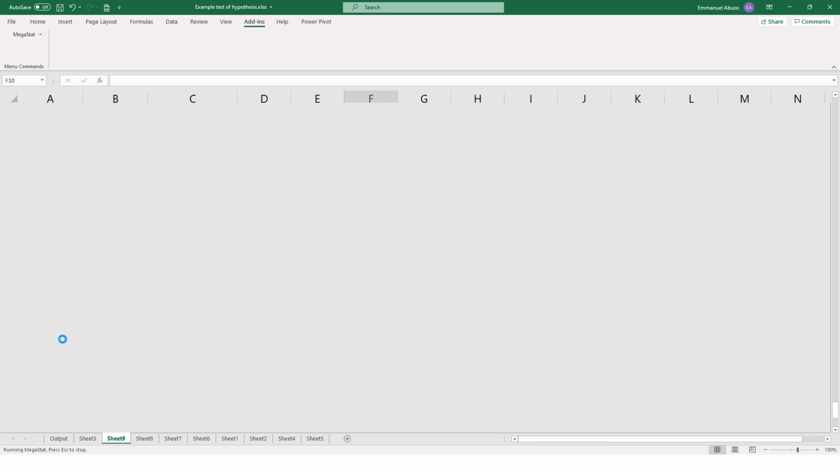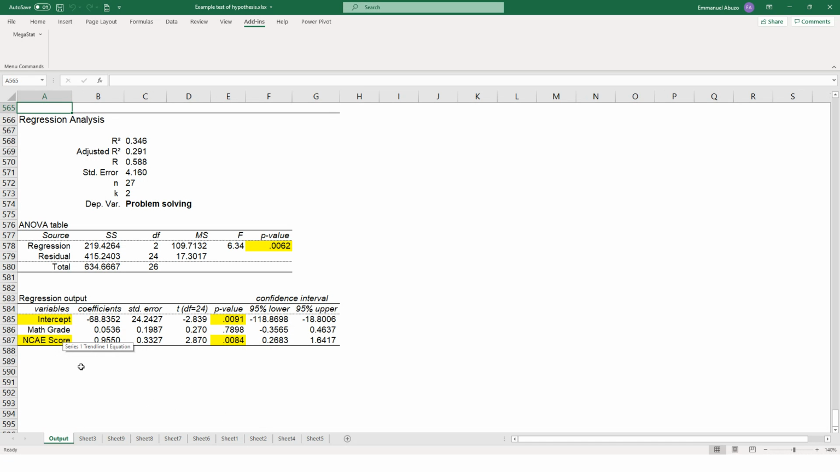So this would be our regression analysis. Here, our R squared is 0.346. This means that 34.6% of the total variation in the data is explained by our model. So that's how we are going to interpret this one.